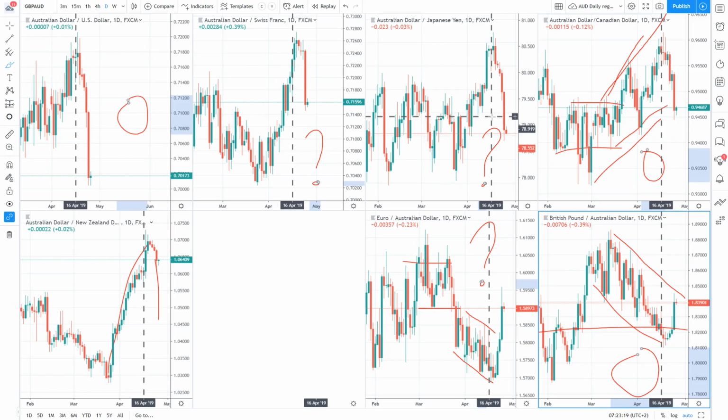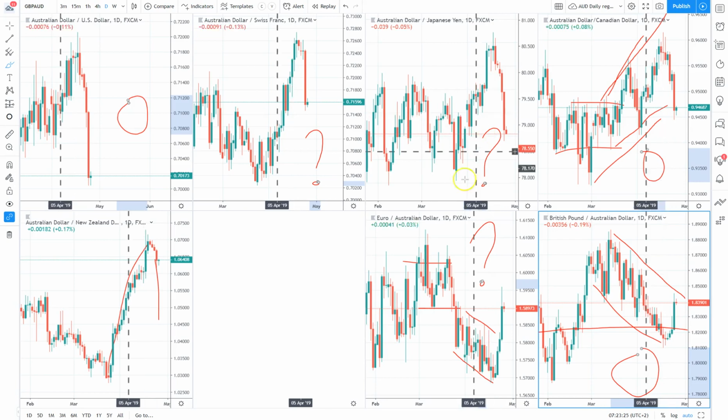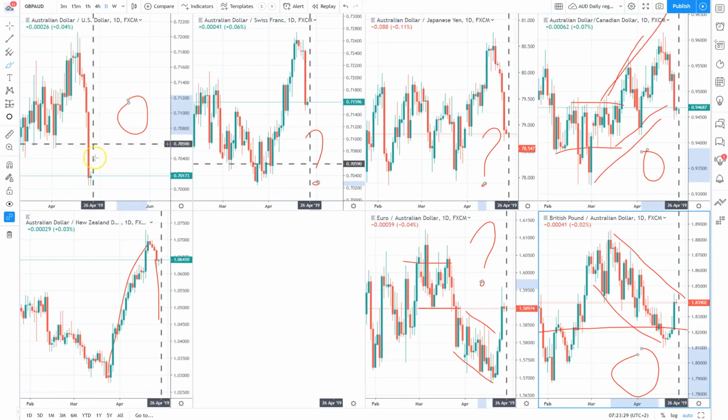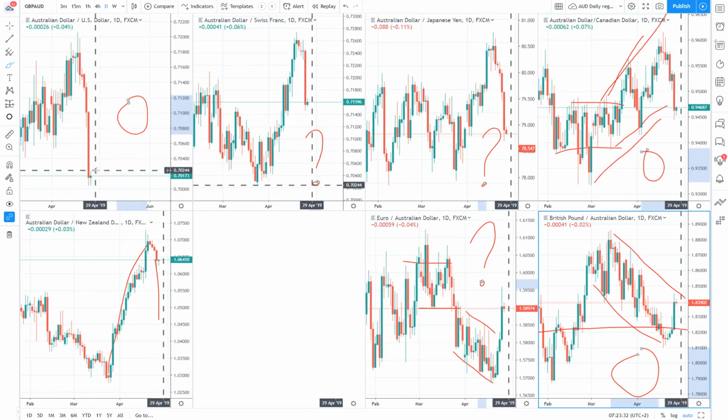I'll try and find another example. As I said, I was struggling a little bit to find a good example, but I'll try and find another one. It's just a lot easier if a big move has just happened, then everyone really understands what I'm talking about. So I'll try to find another one.